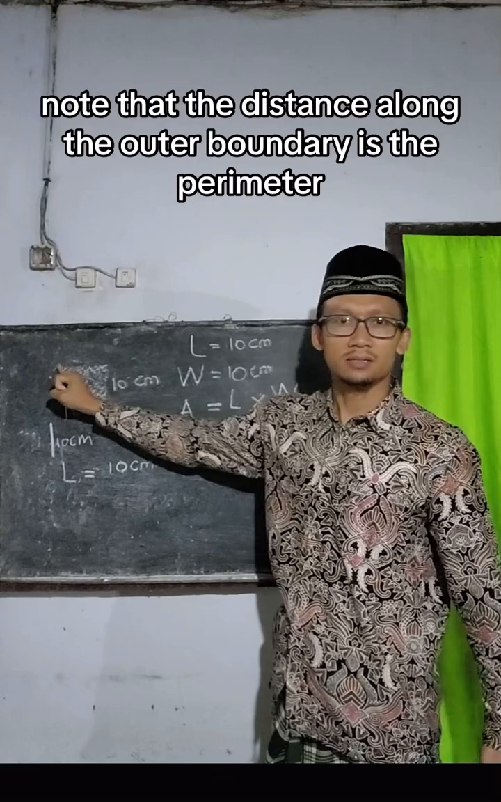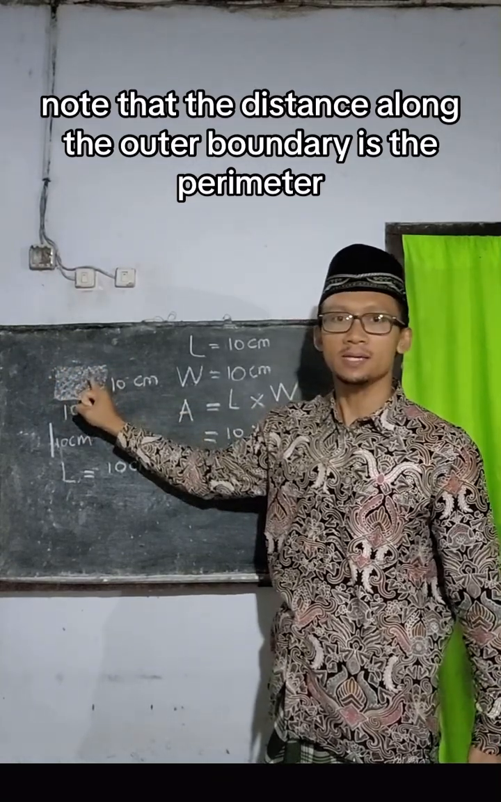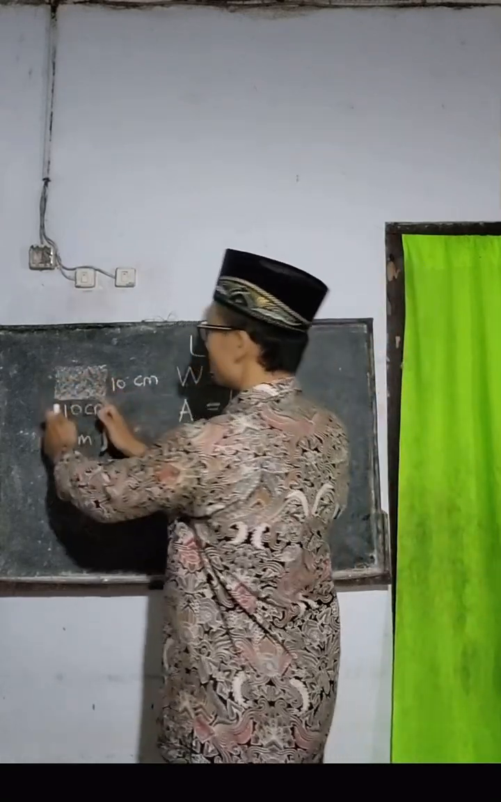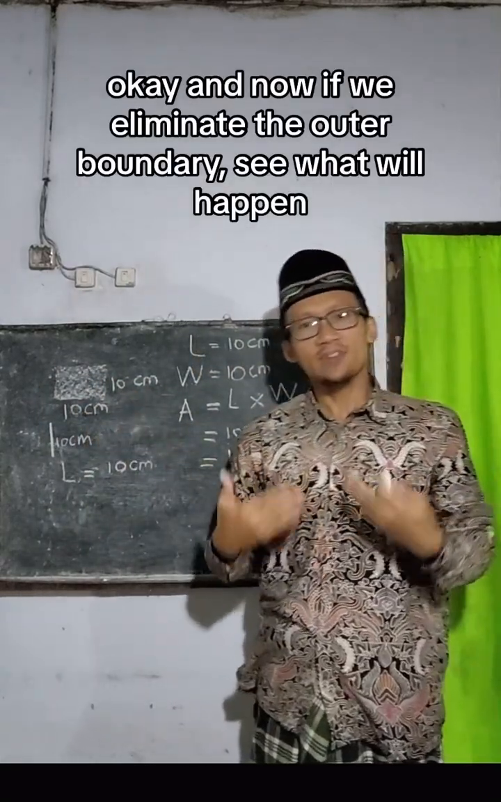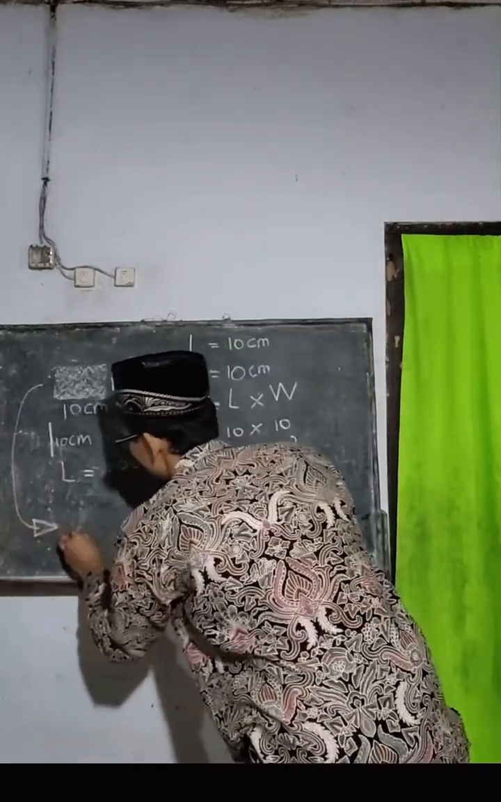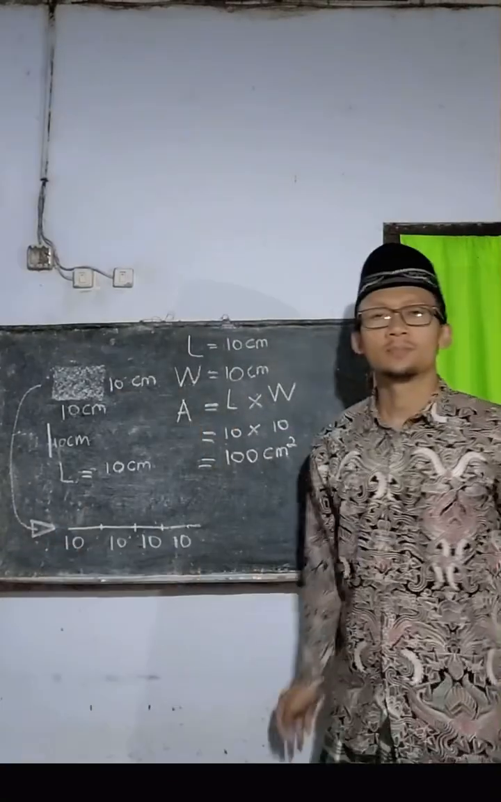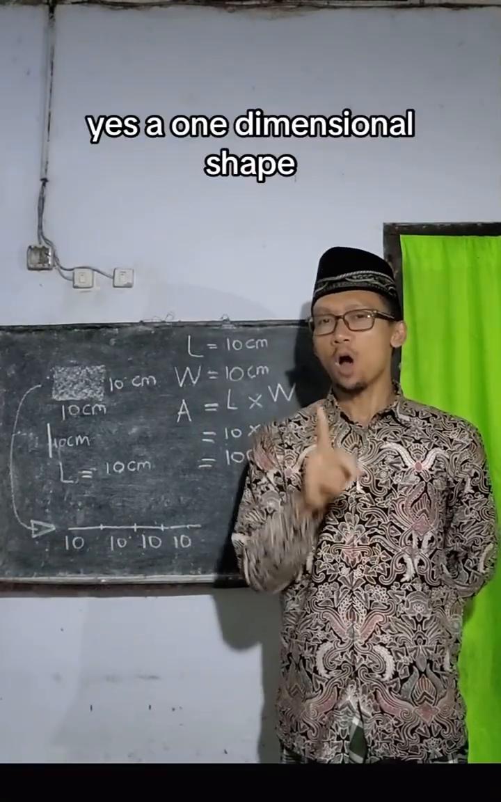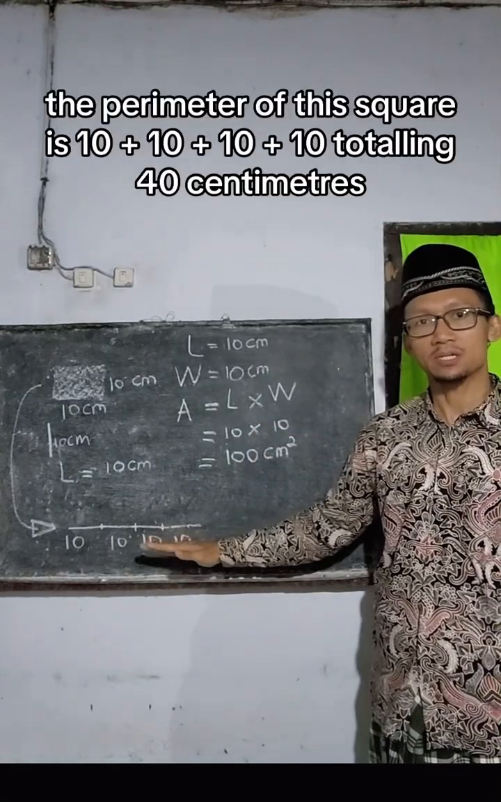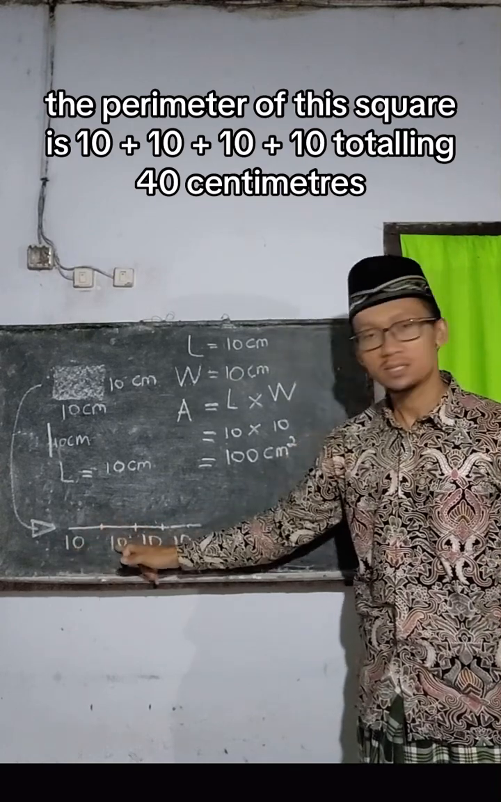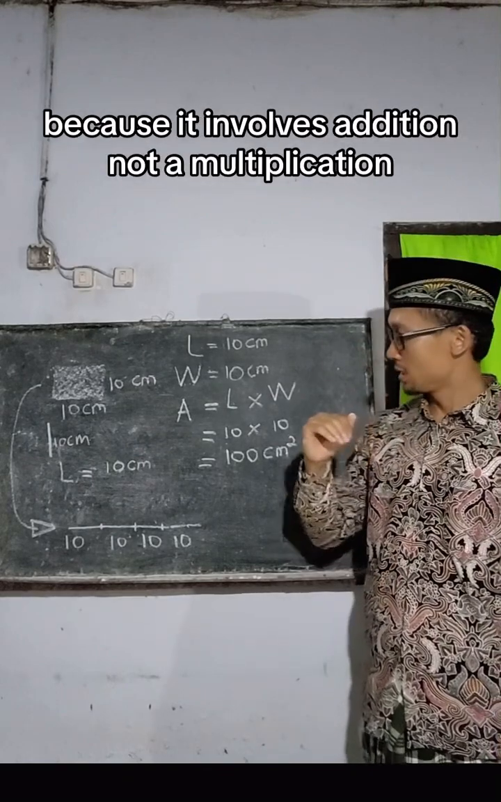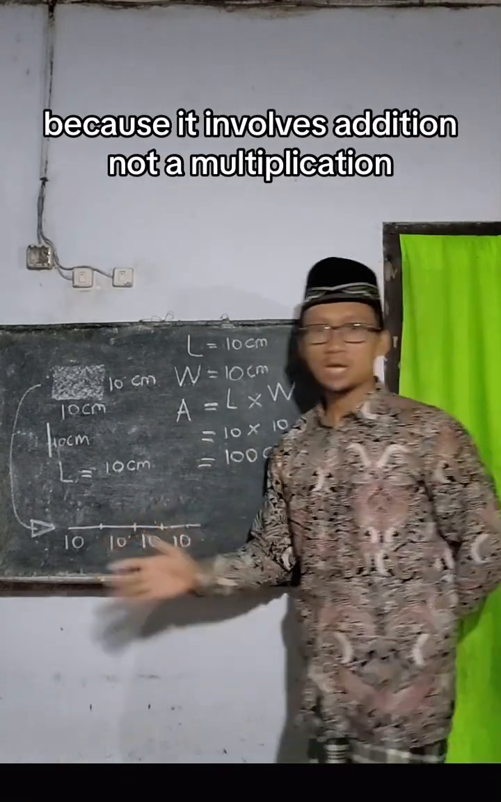Note that the distance along the outer boundary is the perimeter, and it's got nothing to do with the area, okay? And now if we eliminate the outer boundary, see what will happen. Yes, a one-dimensional shape. Consequently, the perimeter of the square is 10 plus 10 plus 10 plus 10, totaling 40 centimeters, because it involves addition, not a multiplication.